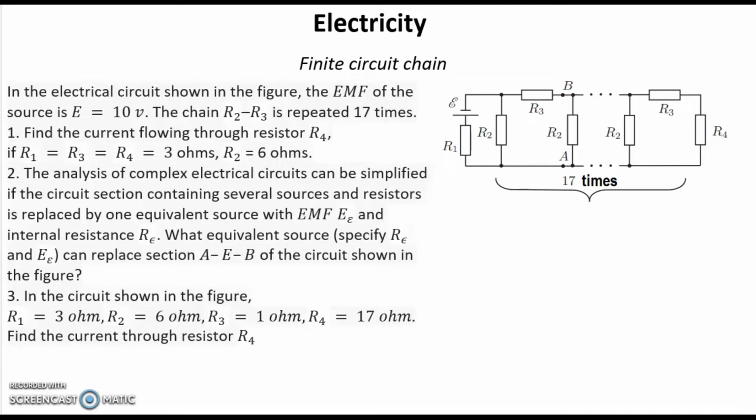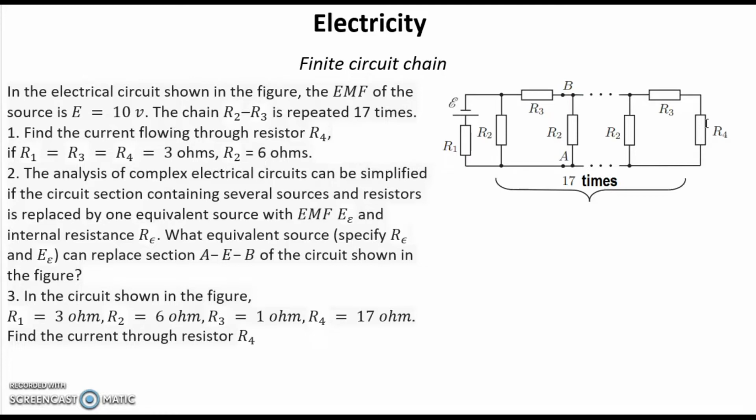Finite circuit chain. In the electrical circuit shown in the figure, the EMF of the source is 10 volts. The chain R2, R3 is repeated 17 times. First question: find the current flowing through resistor R4, this one, if R1 equals R3 equals R4 equals 3 ohms and R2 equals 6 ohms.